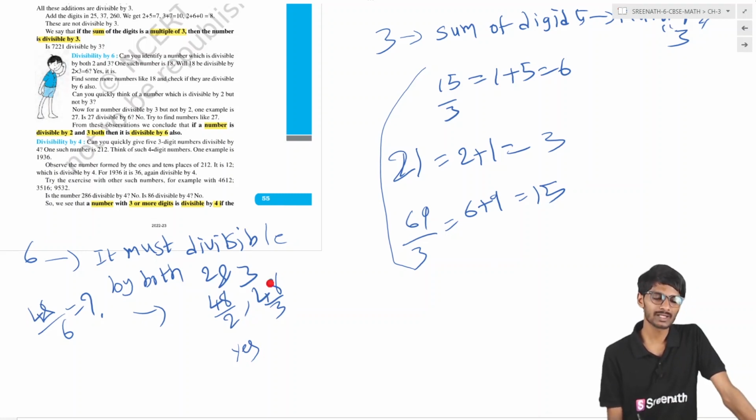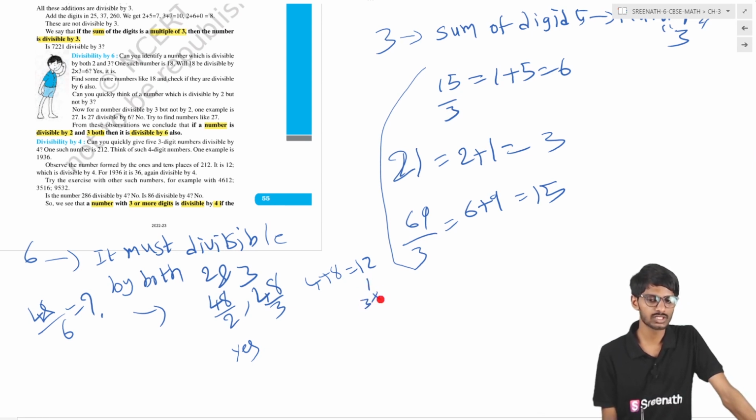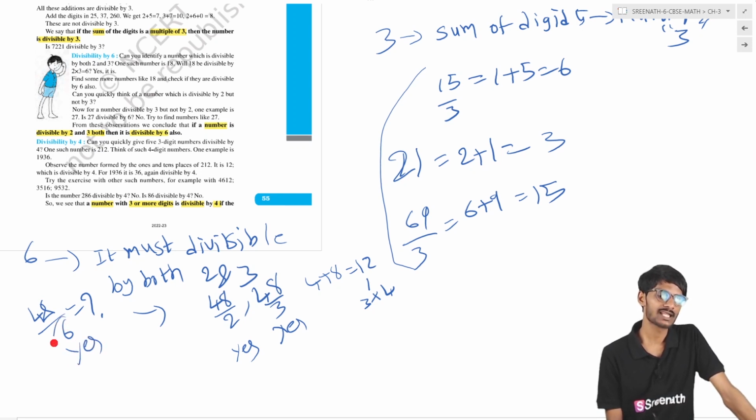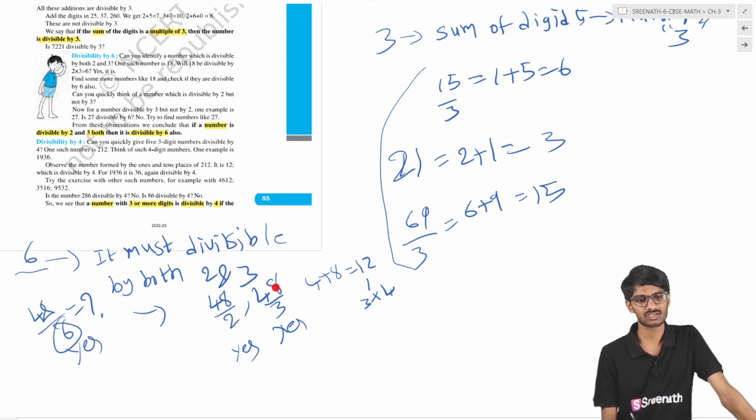Now is it divisible by 3? You have to add the digits. So 4 plus 8 gives rise to 12, and 12 is a multiple of 3, we can write it as 3 into 4. So it is also yes. So it is divisible by 2 and it is divisible by 3. Hence it is divisible by 6 also. If you want divisibility by 6, it must be divisible by 2 and 3.